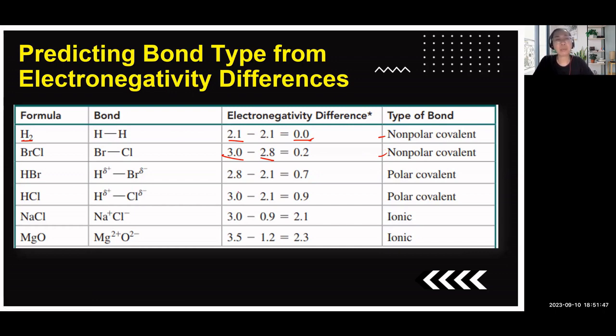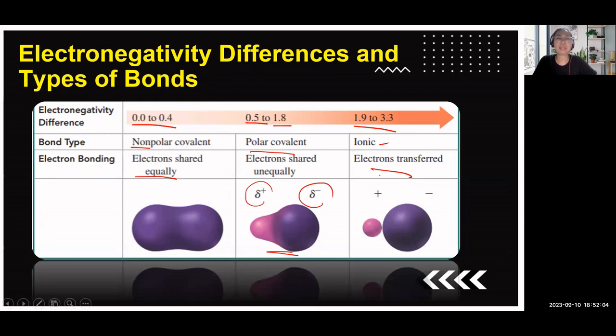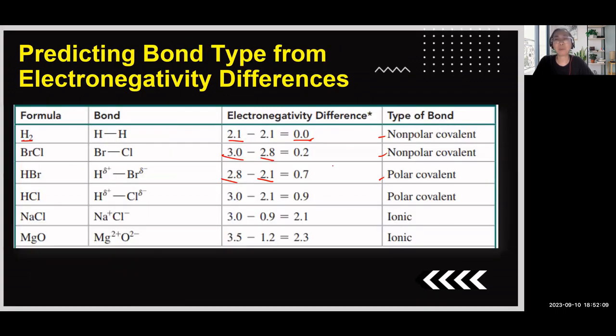Now for the next one, you have hydrogen bromide. For hydrogen bromide, the electronegativity value of hydrogen is 2.1 and that of bromine is 2.8. So you have your difference of 0.7. If you look at our table, that's between 0.5 to 1.8. Therefore, what we have here is a polar covalent bond.